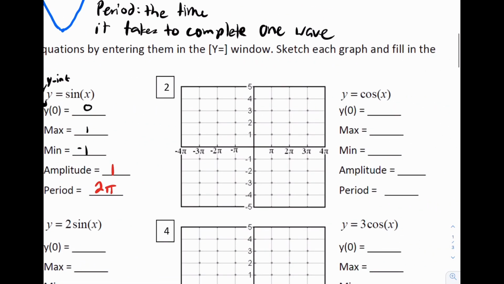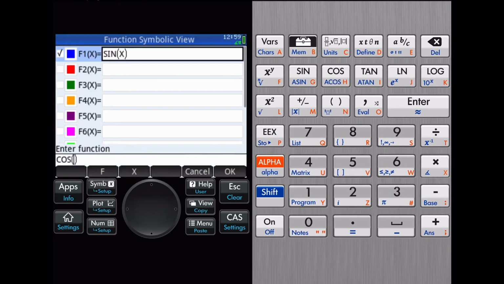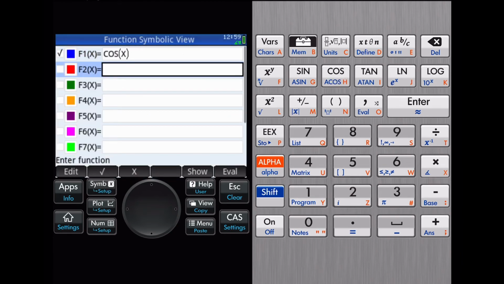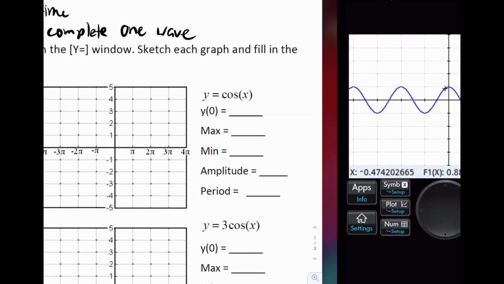Now let's go to cosine. So go back to your calculator, hit the symbol, change that to cosine x, and we're going to graph it. And all we're going to do is copy this down. So I'm going to go back to my worksheet.